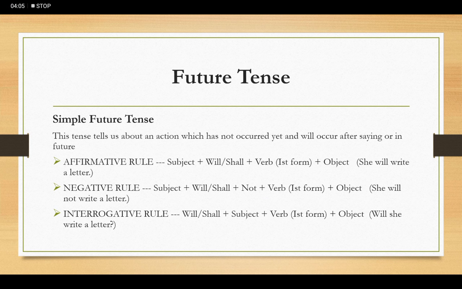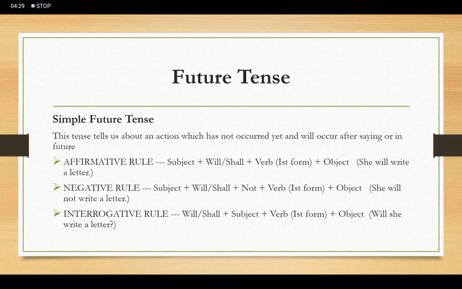Now we will see future tense. Simple future tense. This tense tells us about an action which has not occurred yet and will occur after the time of speaking, or in future. She will write a letter. That means the activity did not take place even at the time of speaking. It will happen in future.